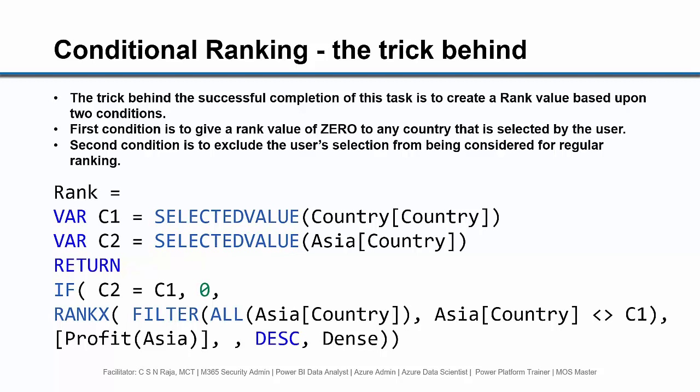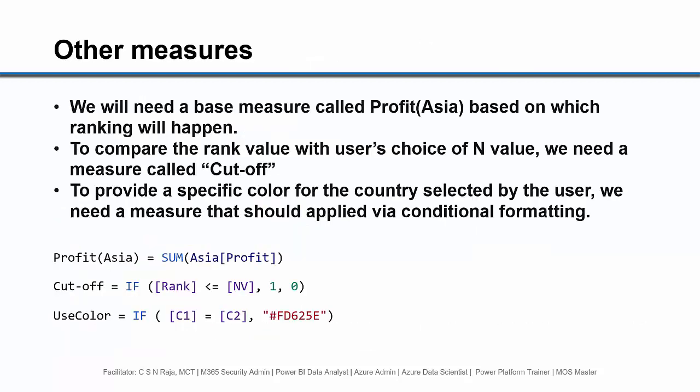For this purpose, I am going to declare 2 variables. And then I will be using a filter function to create a table excluding the user's choice of a country name and then provide rank for all the countries except the country which was already selected by the user, for which the rank value will be 0.